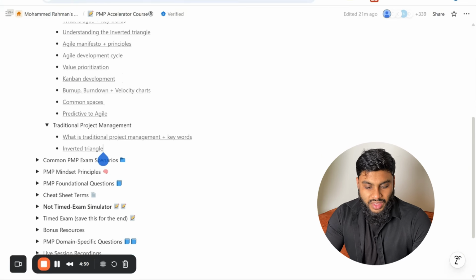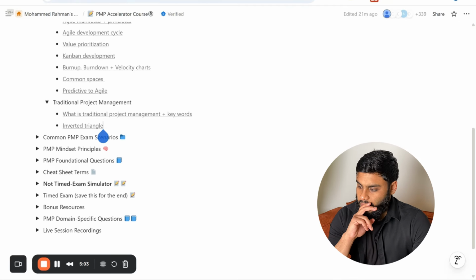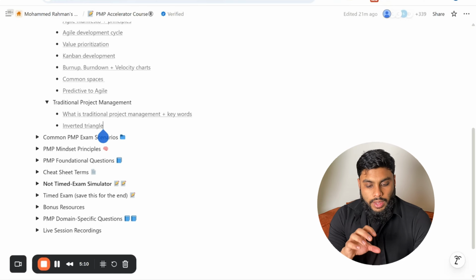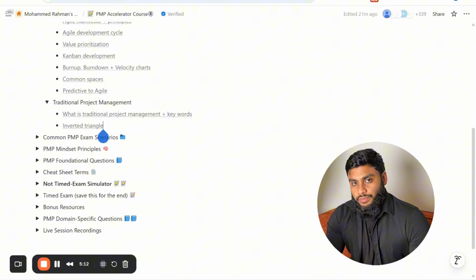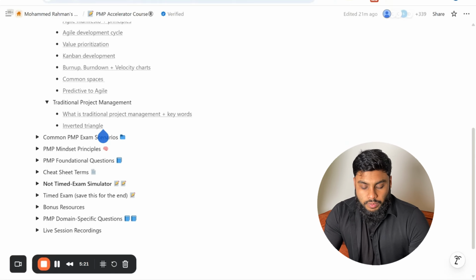Common spaces, and then you got predictive to agile. Okay, so predictive to agile is basically where the team or the company has been so used to predictive, but they want to transition into agile. How does that look like? What is the process? Okay. Traditional project management, two main topics.